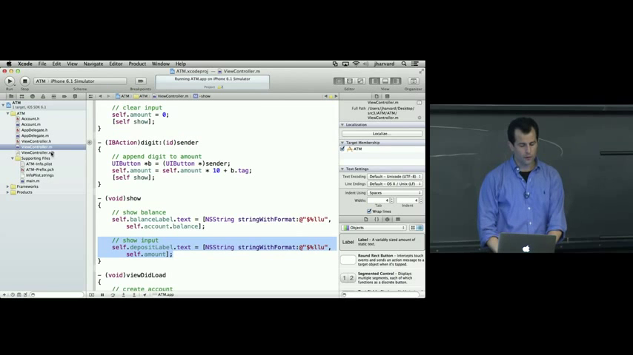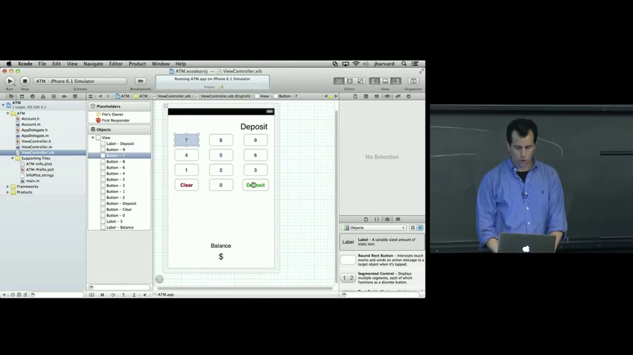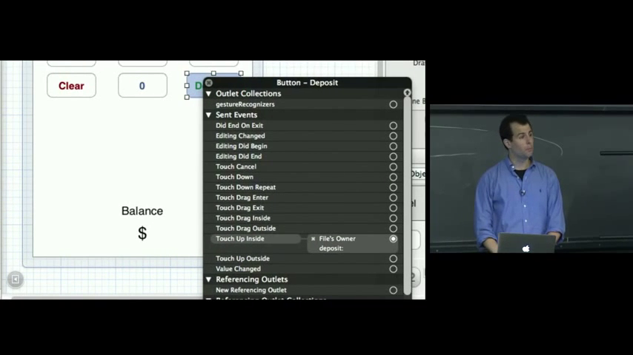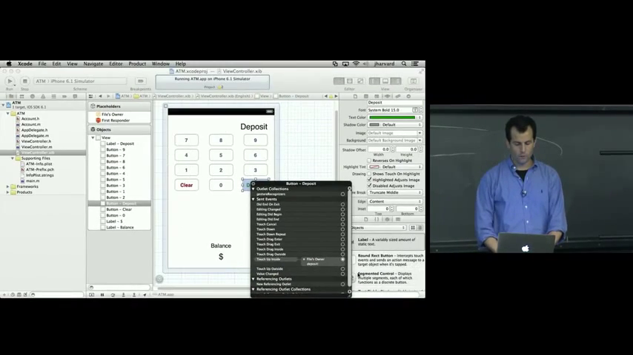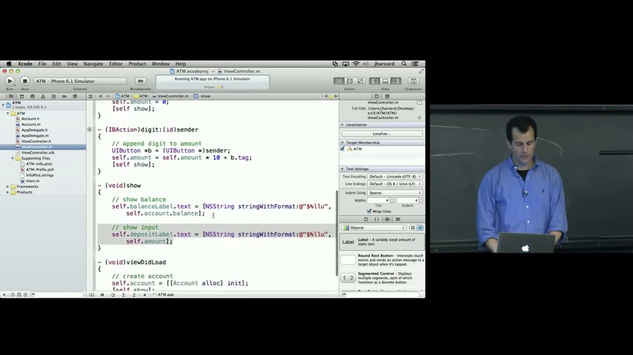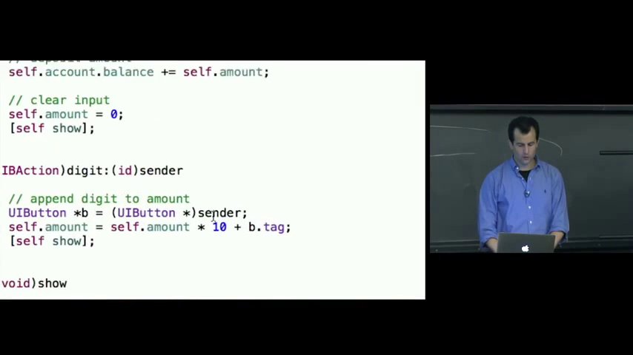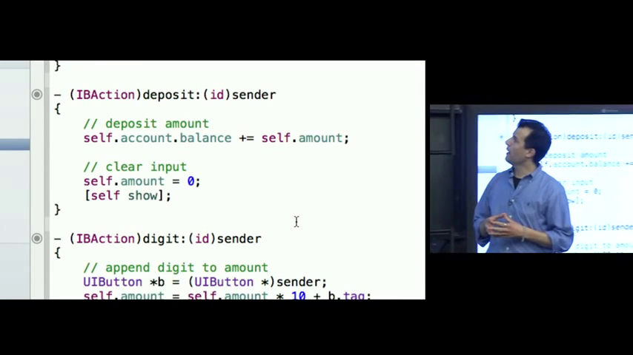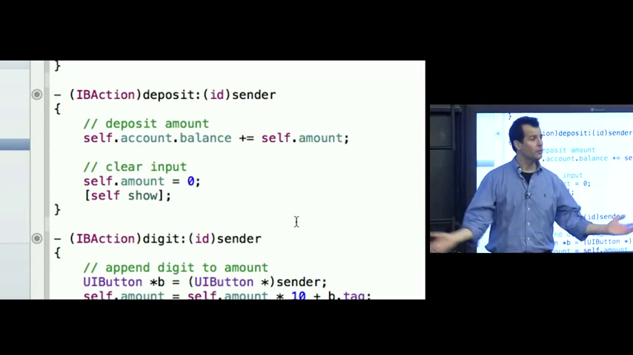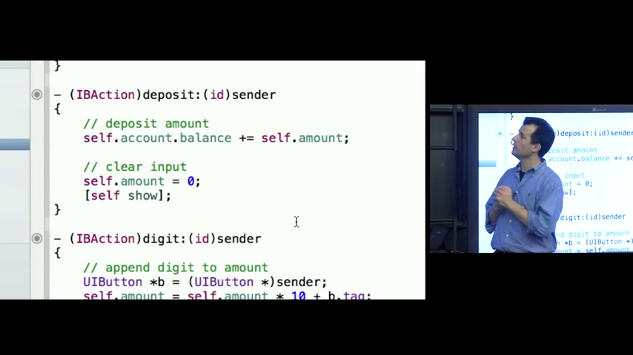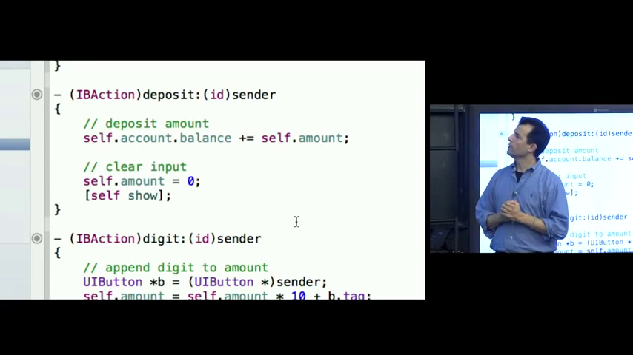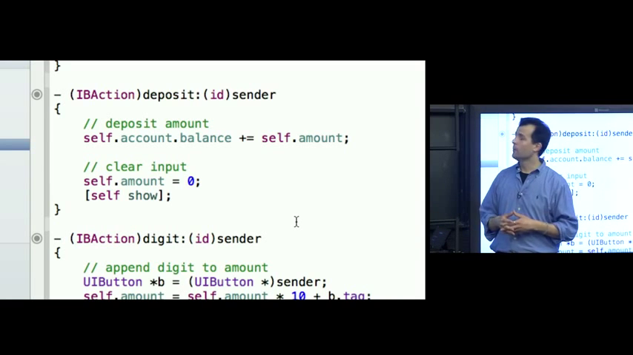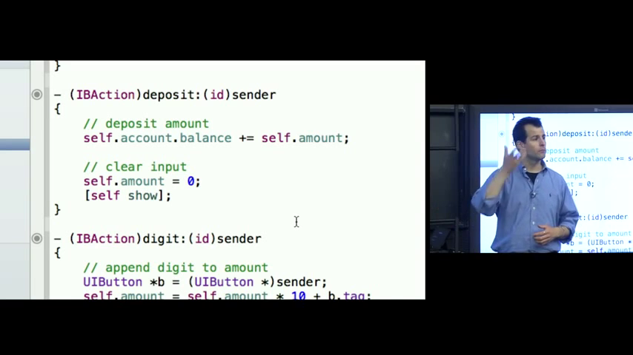So let's check that. If I go to the nib, and I control-click on deposit, scroll down here, touch up inside is mapped to deposit. Now, if I want to see what deposit does, if I go into my .m and scroll down to here, what is that doing? self.account.balance plus equals self.amount. So it's adding what's actually in the controller's variable to the ATM's variable. What am I doing with self.amount equals 0? Well, I'm just clearing my local value, and then I'm updating the UI by calling show again.